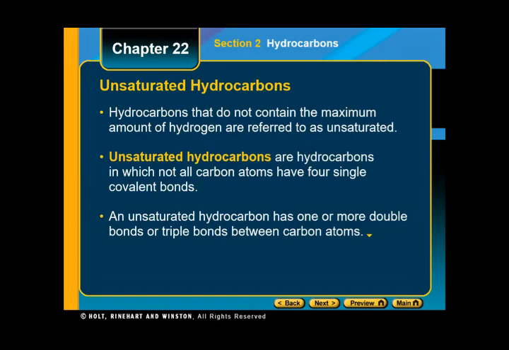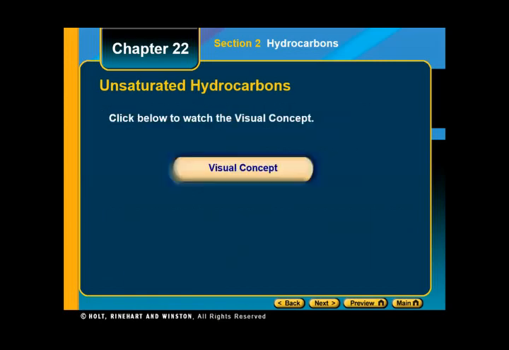Then inshallah next time we're going to talk about alkynes. Alkynes contain one or more triple covalent bonds. So now you know what I mean by alkenes.